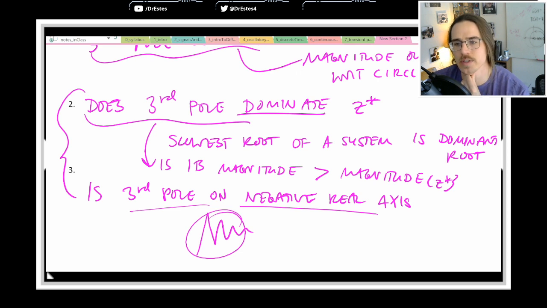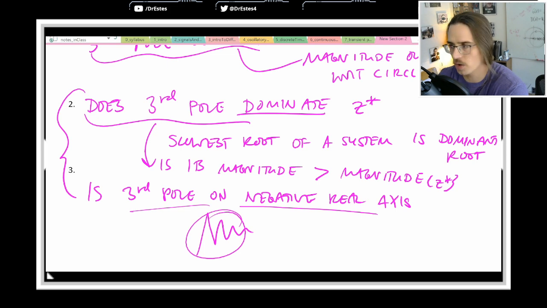Digital Controls Freak says, if a root is in the left half plane but not on the negative real axis, does it still have a sawtooth response? No, it doesn't. Ace Lisher says, isn't a pole at the origin non-existent? No. It exists. It'll result in a 1 over z term.